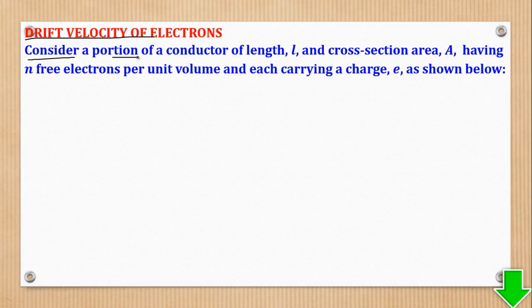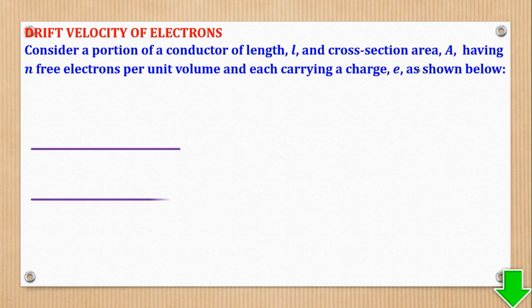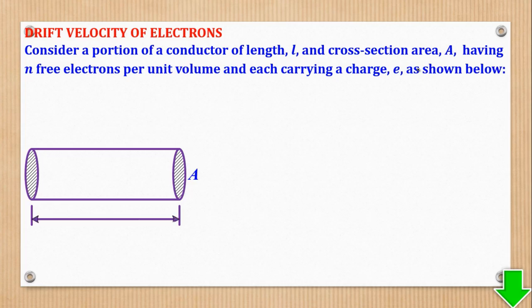Consider a portion of a conductor of length L and cross-section area A, having n free electrons per unit volume, and each carrying a charge e. So e is a symbol to mean electronic charge. Therefore, I shall try to draw a diagram to illustrate that. So it's a conductor of length L and these are electrons.